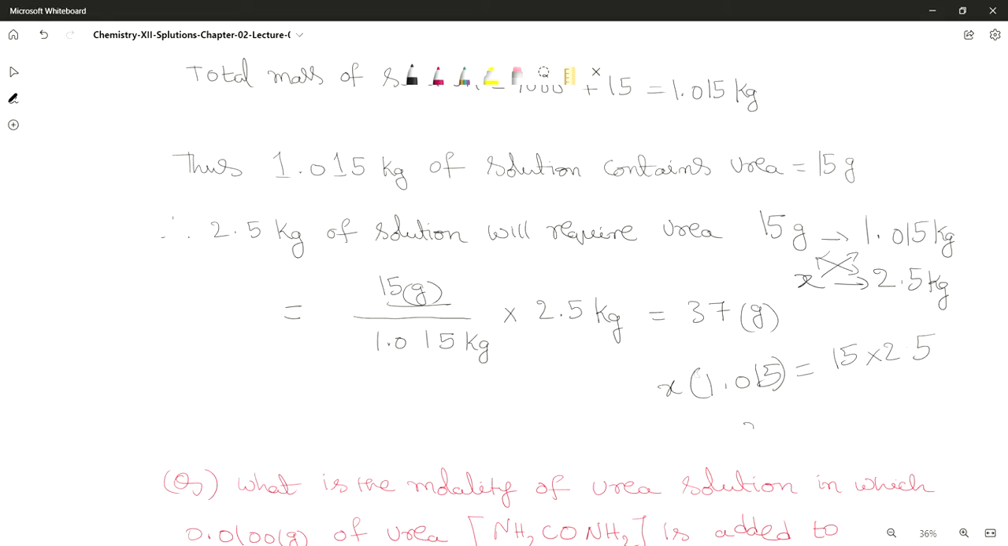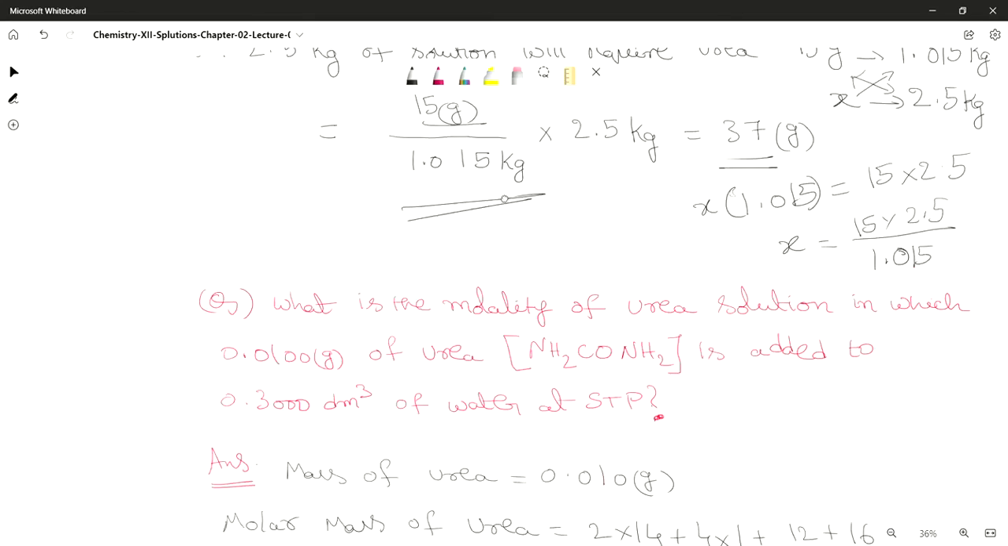So X I need, X is 15 into 2.5 divided by 1.015. So that's the idea. That's the required amount of urea we need. So that works out to be about 37 grams. Okay, now let's go for the next question. I hope you understood this clearly, and then let's move on to the next.